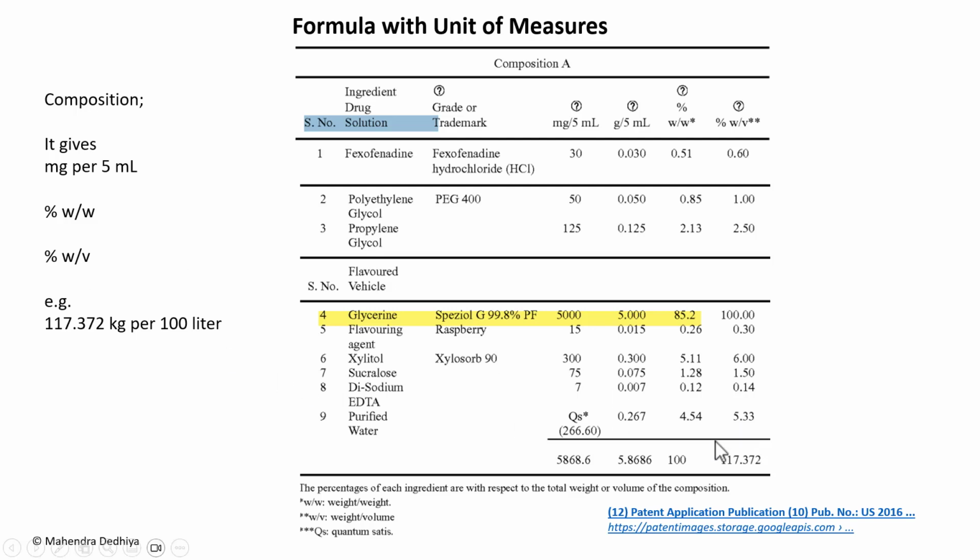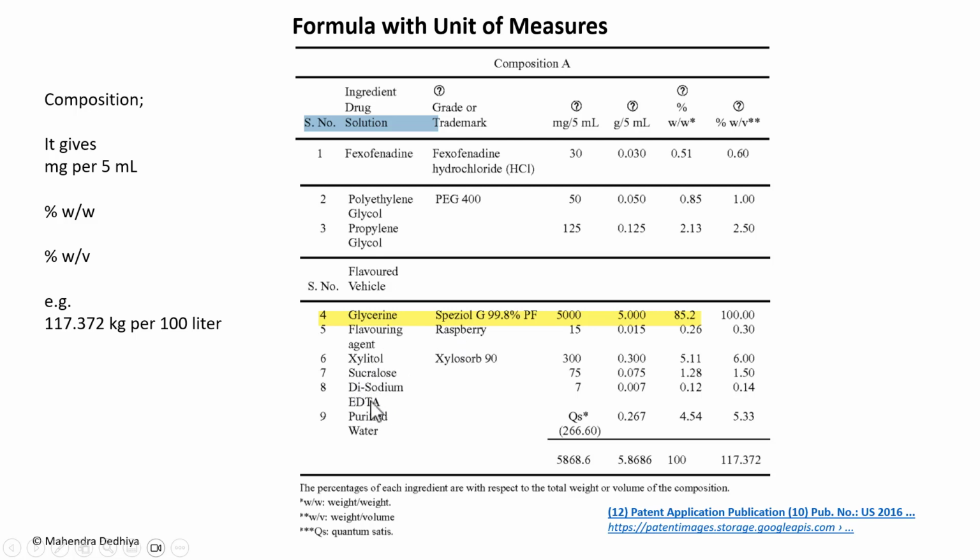For example, 170 kilos is per 100 liter. And this provides a calculated density of the product. Many of these components have densities that may be different than a literature value, depending on their sources. Formulation includes fexofenadine that's dissolved into polyethylene glycol and propylene glycol. Glycerin is a solvent. Flavoring agent is raspberry flavor, and xylitol and sucralose are sweeteners.